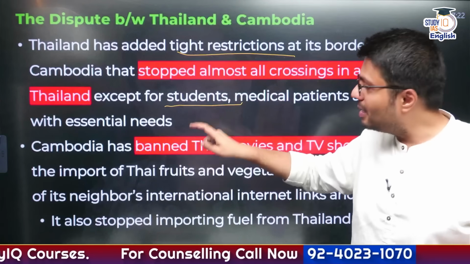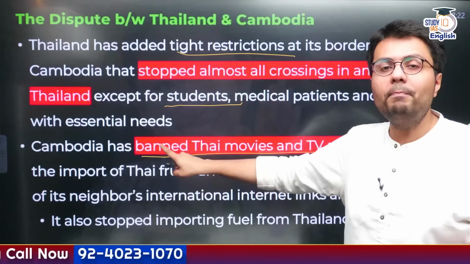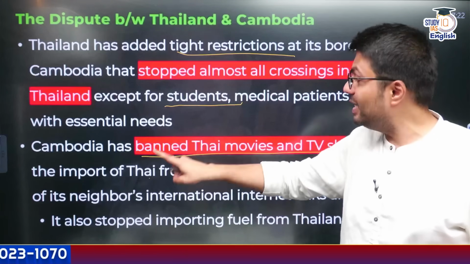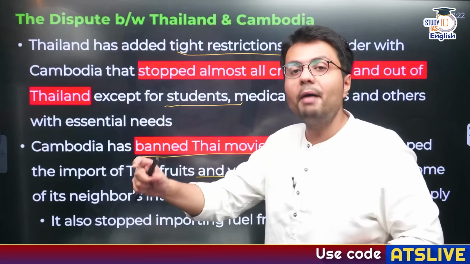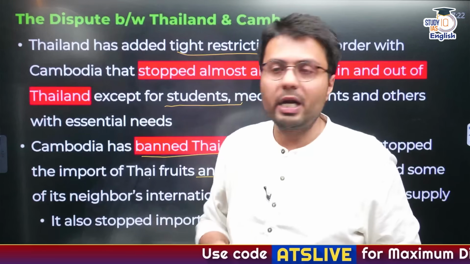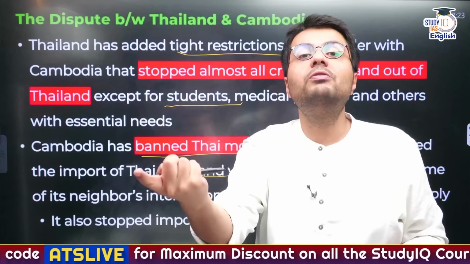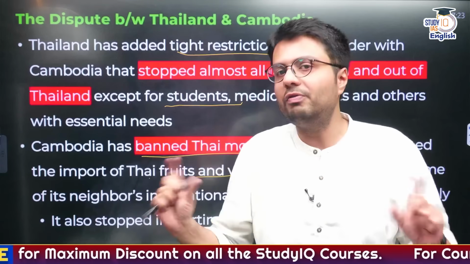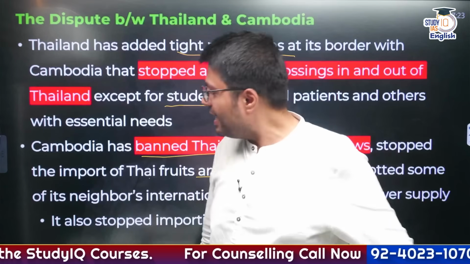On the other hand, Cambodia banned Thai movies and TV shows, stopped the import of important Thai commodities like fruits and vegetables, and even ordered a boycott of Thai power and internet which is flowing into Cambodia. So basically, both of these countries tried to impose certain restrictions on one another, and the conversation of these two leaders was trying to minimize these kinds of restrictions from happening, right?